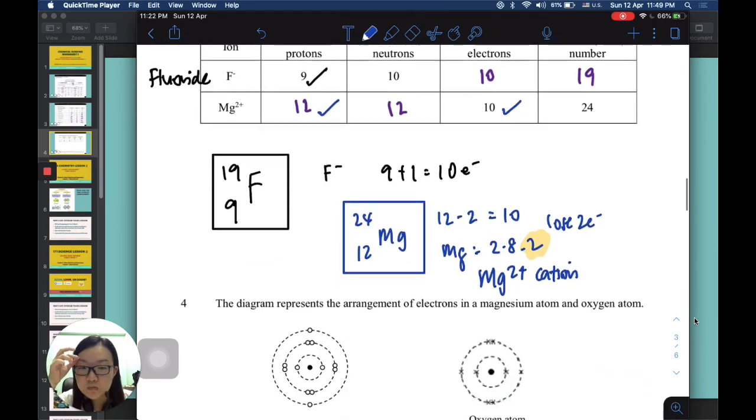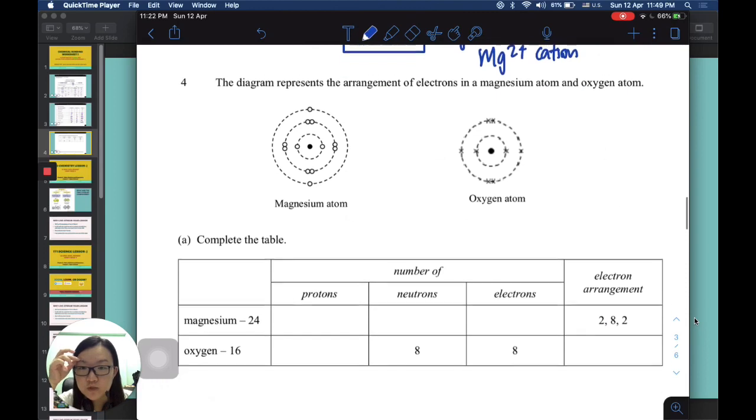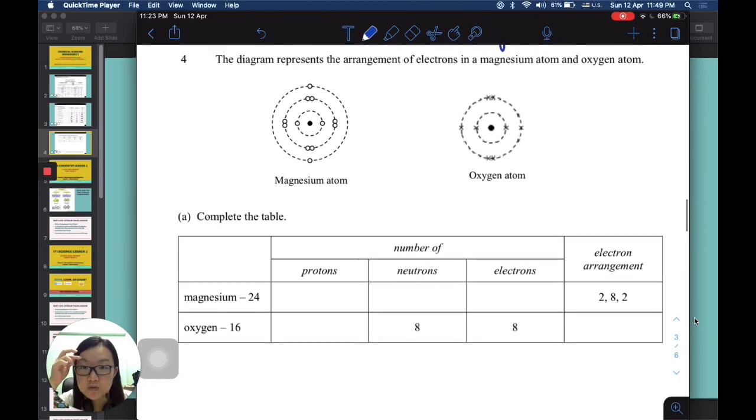Alright, move to question 4. The diagram represents the arrangement of electrons in a magnesium atom and oxygen atom. Complete the table.